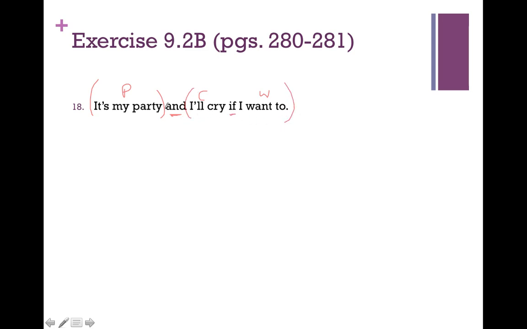Now, ignore this first part and just look at I'll cry if I want to. What are you saying? If I want to cry, then I will cry. In other words, W, then C. If I want to, then I will cry. And this is how we symbolize this proposition. We're saying, it's my party, and if I want to, then I will cry.